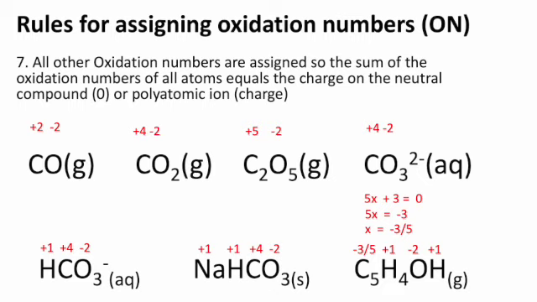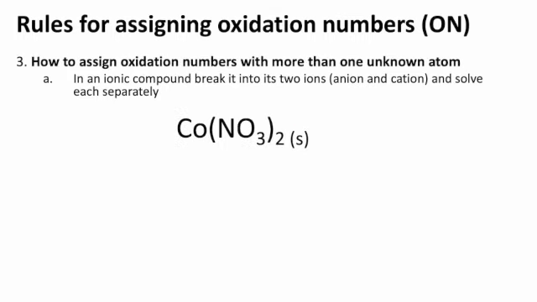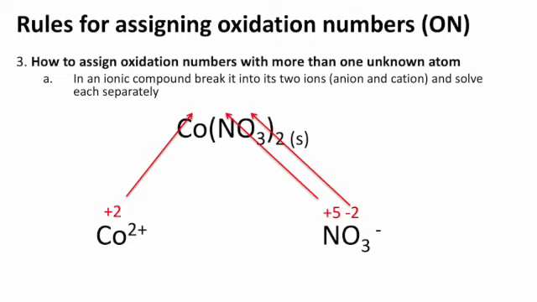Okay, couple other things. How do you assign oxidation numbers when there's more than one unknown, especially in an ionic compound? It's easy. I don't know what C is. I don't know what N is. I know what O is, -2, but I can just split it into its ions and deal with it separately. CO2+ by itself is +2. NO3-, the O is a -2, times 3 is -6, and it's got to equal -1, so I got a +5. Now if I just transfer those up there, I've just found my oxidation numbers.